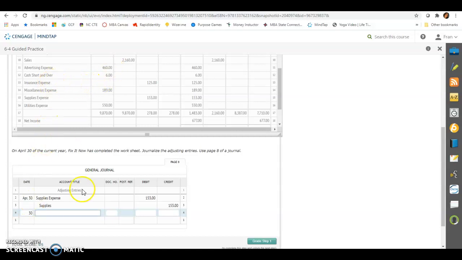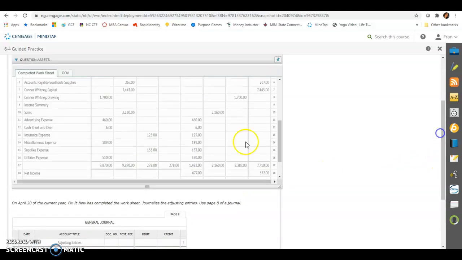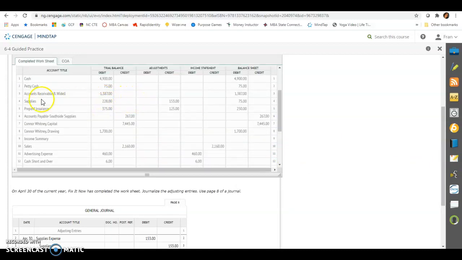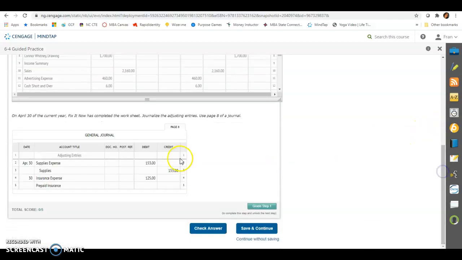Next one's also going to be on 30th. And this one is insurance expense. That's our debit. $125. And prepaid insurance. If you'll remember, up here, further up this way. Too many drag buttons here. All right, so prepaid insurance is the other one, $125. Okay, that was easy, right?